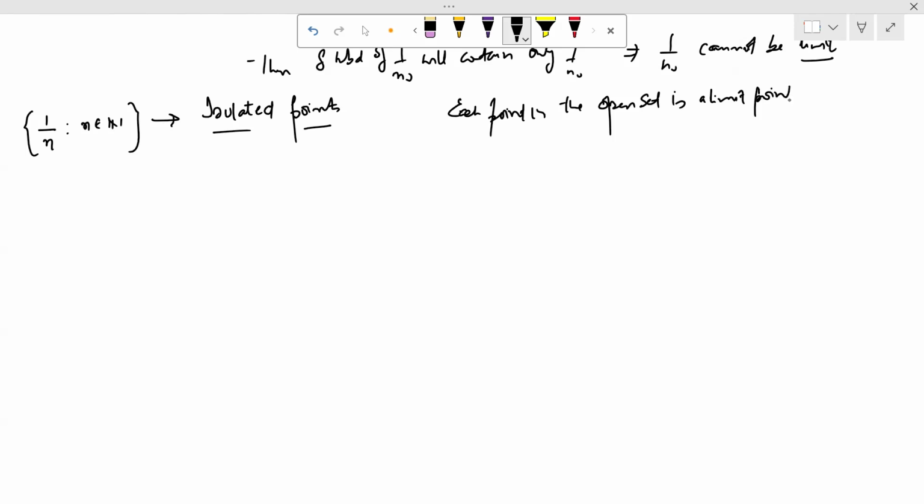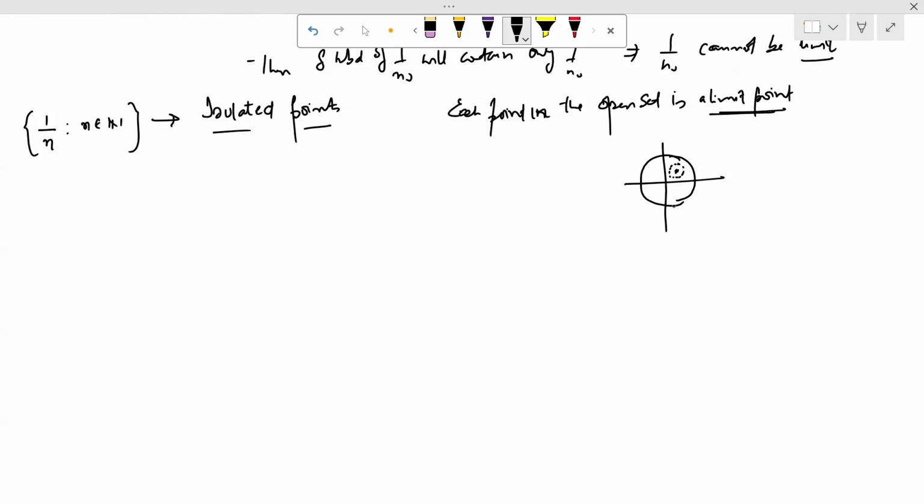By the definition itself. Because the definition of limit point is what? A point Z naught is called a limit point if every neighborhood of that point contains points other than that particular point. So if a point is interior, the neighborhood would contain points other than Z naught. It is very much in the definition itself. So each point in the open set is also a limit point.